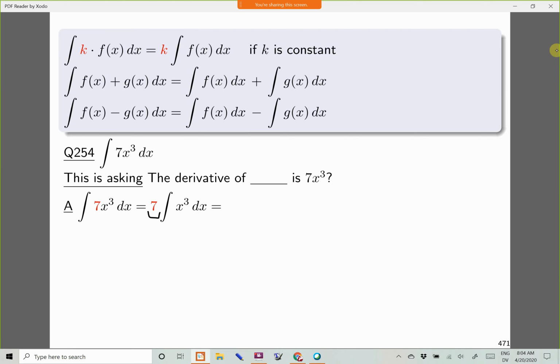This just means we'll do 7 times whatever we get as our final result. So then what about the integral of x to the third? Well, now we had this undoing of the power rule formula we saw last time where you have to erase the exponent. So I copied the 7, and then the antiderivative of x to the third is x to the fourth over 4, and then a plus c.